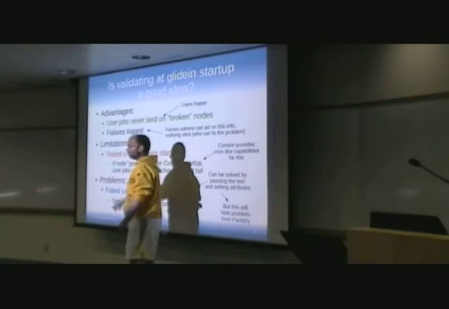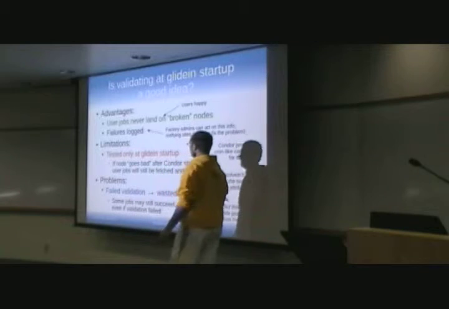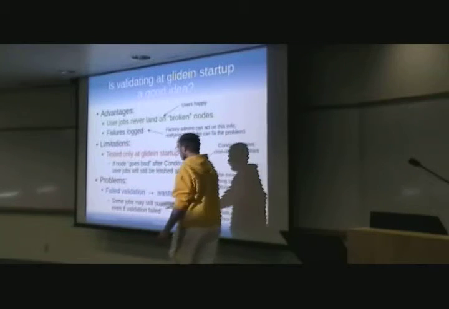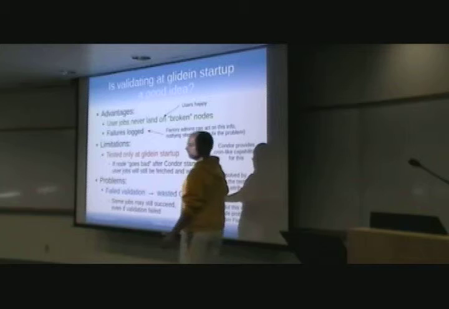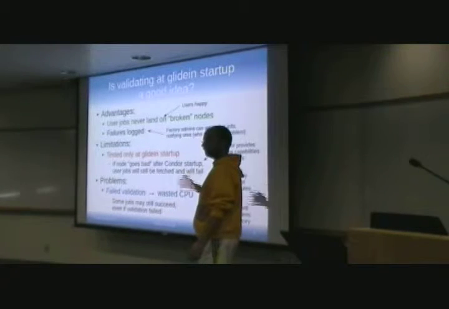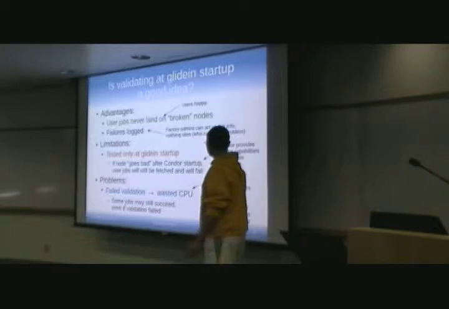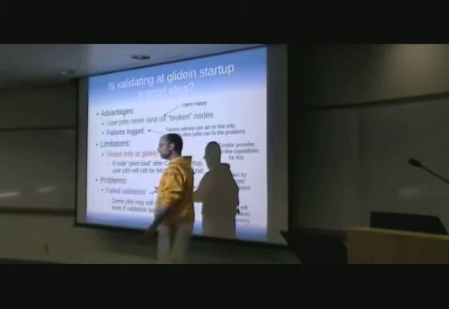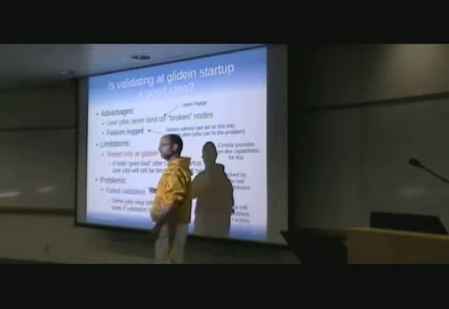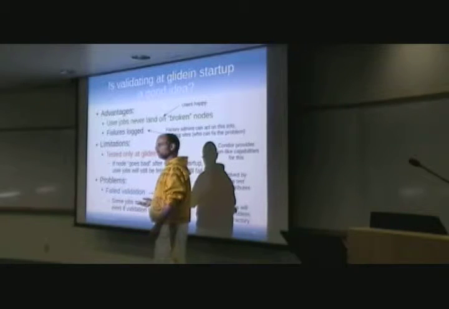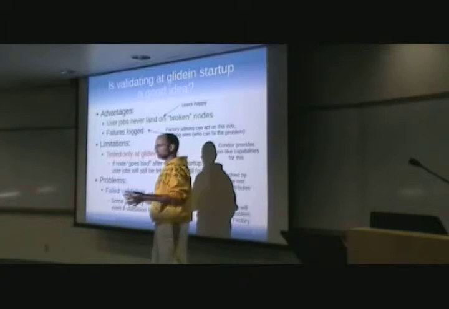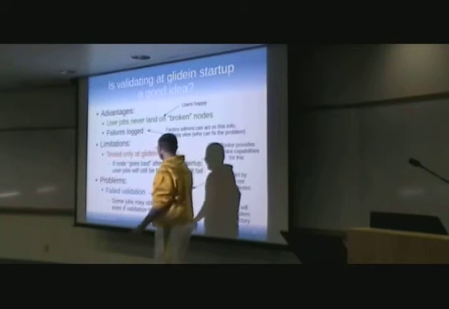There are, of course, some disadvantages of doing it. Every time you fail validation, you have wasted some CPU, because you just fail and the glidein will wait for 20 minutes and then go away. 20 minutes is for the black hole detection. And this is especially problematic if you're really aggressive with validation. So the fact that one of your validation scripts failed doesn't mean that no jobs could potentially run there. It's just that some jobs may not run there.